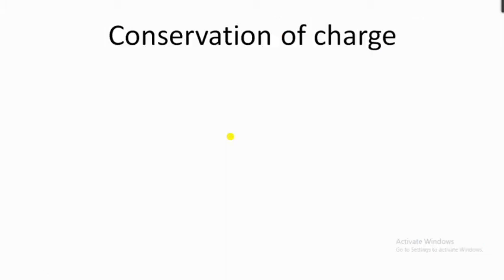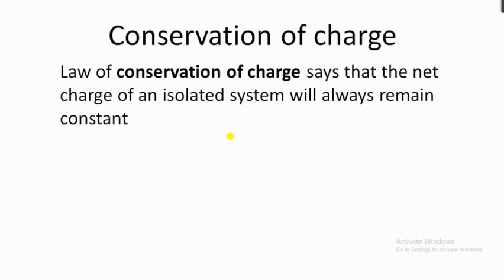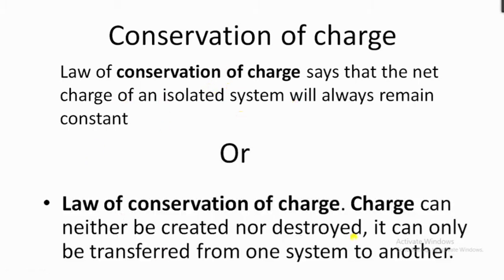So the next property is conservation of charge. According to the law of conservation of charge, the total charge of an isolated system will remain constant. That means charge can neither be created nor be destroyed. It can be transferred from one system to another. So we cannot create or destroy charge. You can use one of the definitions from here.